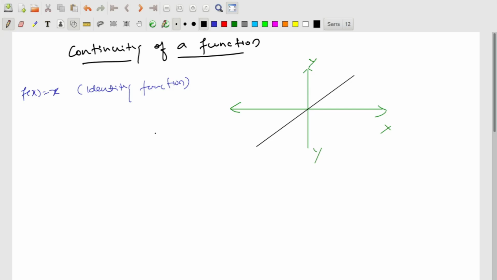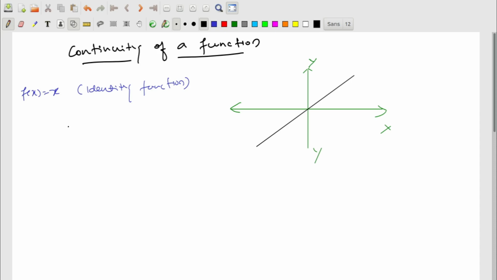Let's see what is the continuity of a function. I will explain the concepts of continuity using some special types of functions. Let me take an identity function, right? So f of x is equal to x is an identity function. So is this function a continuous function? Or if it is continuous, for what all values of x?